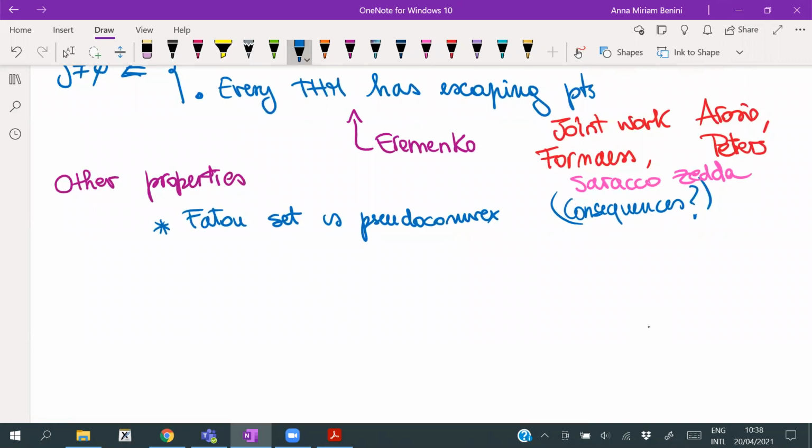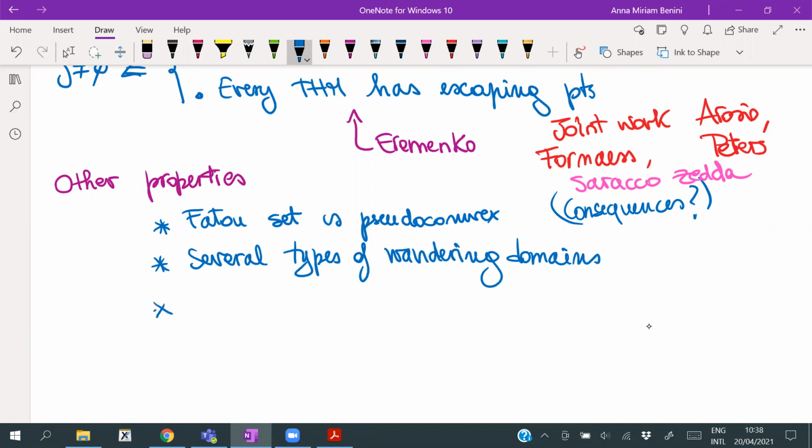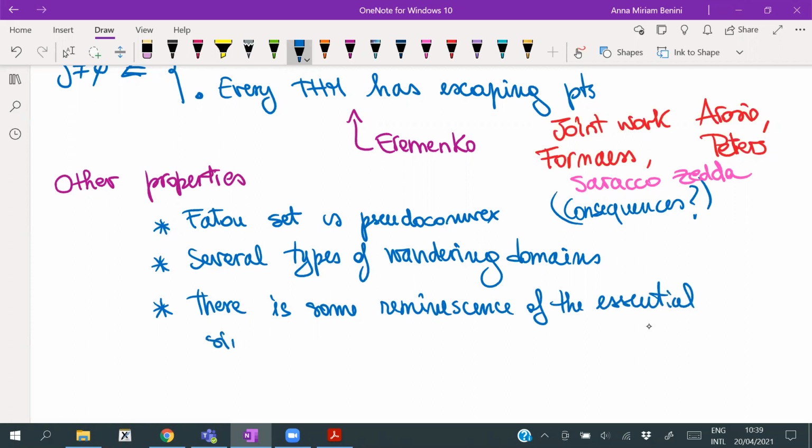So another property which is very important from the geometric point of view is that the Fatou set is pseudo-convex. And you can construct several types of wandering domains. And here there is a lot to say, but I'm not going to get into this. And finally, let me not be precise here, but there is some reminiscence of the essential singularity at infinity. I don't want to be precise here.